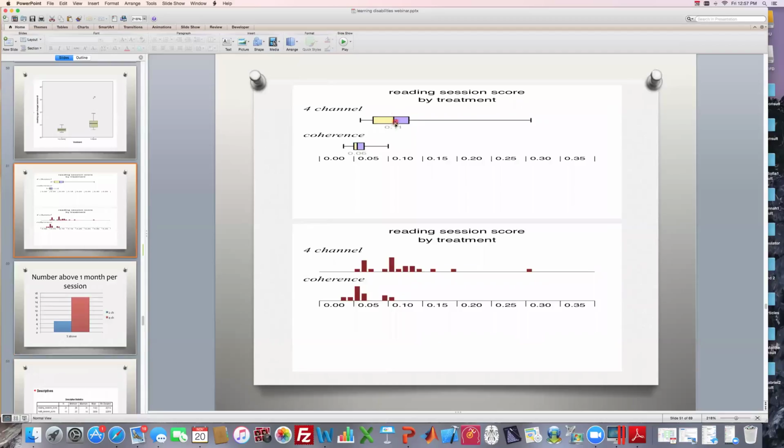Here's the means, and the standard error bar again, when you look at the 4-channel and the 2-channel group, and the distribution. So some of the subjects are similar, but you can see at least half of the subjects have significantly more improvement than the best improvement in the 2-channel group.